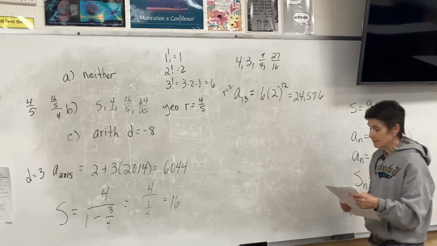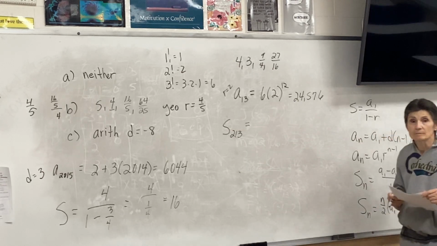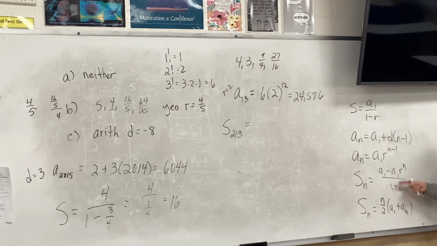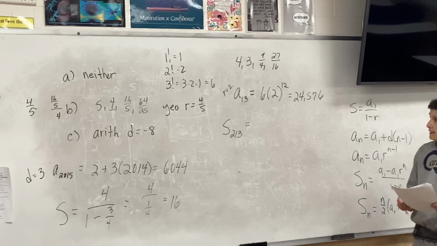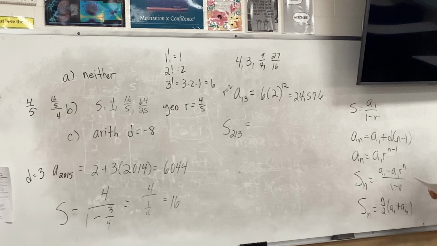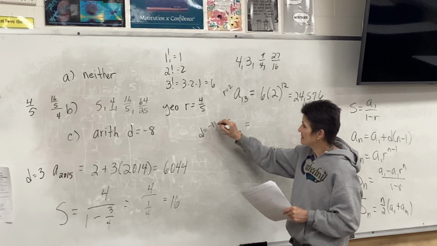Okay, D, find the sum of 213 terms. So I'm going to be using one of these formulas because it's S sub something. So the sum of 213 terms. Okay, well, is it arithmetic or geometric? Look at that set of numbers. What seems to be happening in that set of numbers? Well, it looks like I'm going down by 10. So that means it's arithmetic, and the common difference is -10.